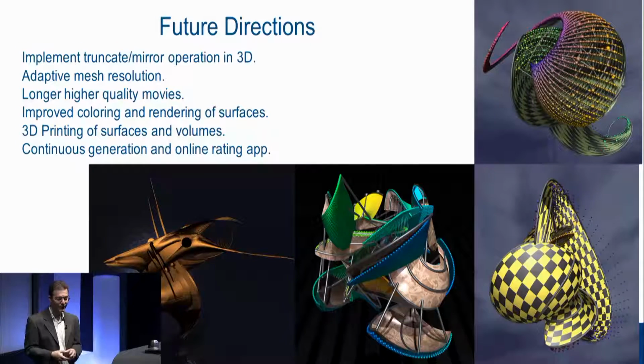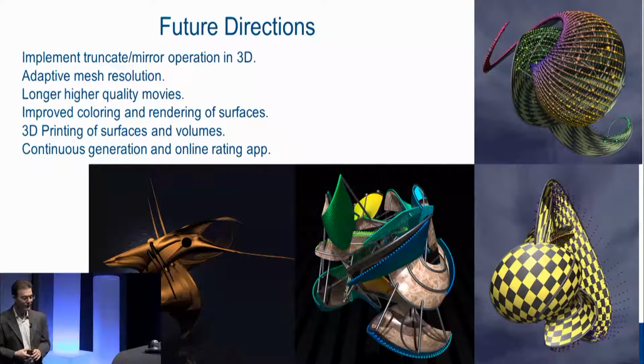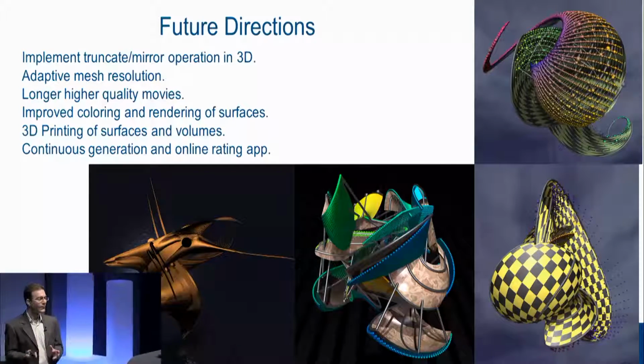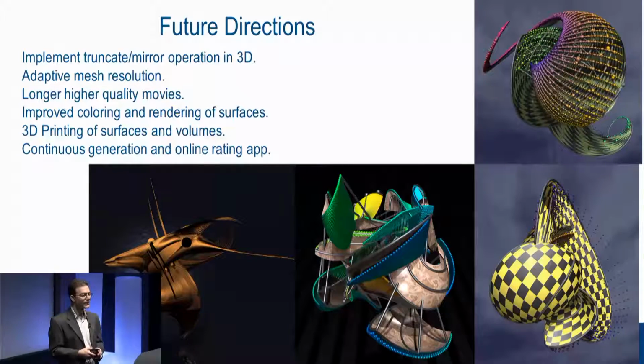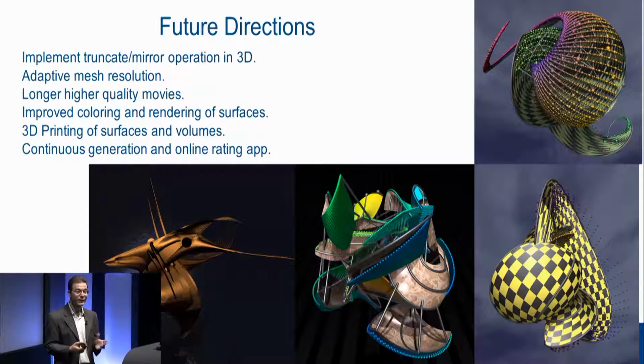Another thing that might be nice would be adaptive mesh resolution. So right now, the distance between points is fixed at the beginning, and so as some regions get stretched, there are some very large panels, if you will, on the surface that gets generated, and it would be nice to add more resolution in those areas as we go through the stages. Longer, higher quality movies, that's just a matter of patience. Rendering, of course, is always something you can spend an infinite amount of time trying to figure out what would make these things really look nice.